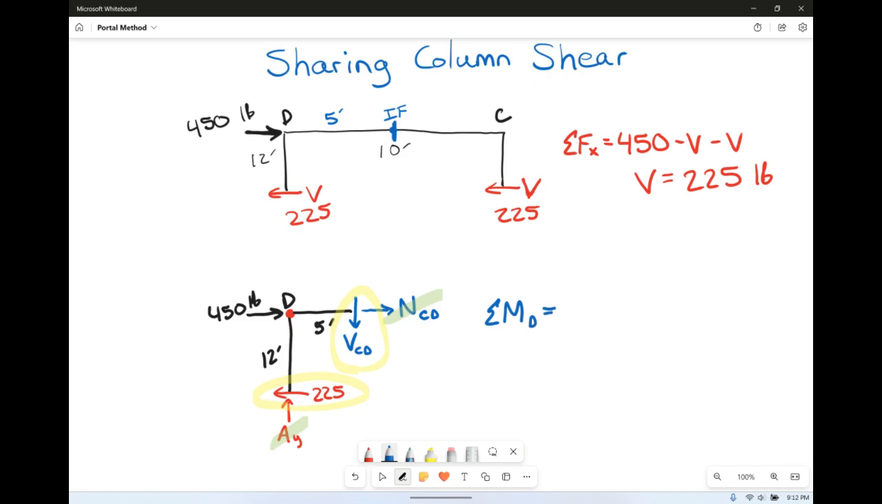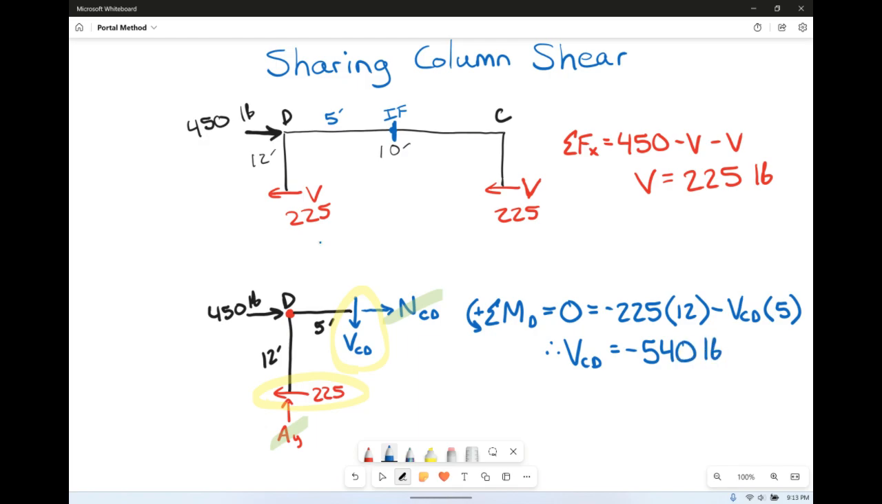So if we sum the moments about D and set it equal to 0, we've got our 225 going the wrong way, so minus 225 times his distance of 12 feet up to D. Then we still have a negative shear of CD times a distance of 5 feet. He's also going the wrong direction. So we're going to find that shear CD is equal to negative 540 pounds. Okay, so what does that do for us?